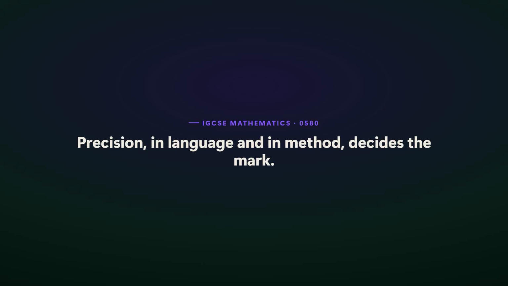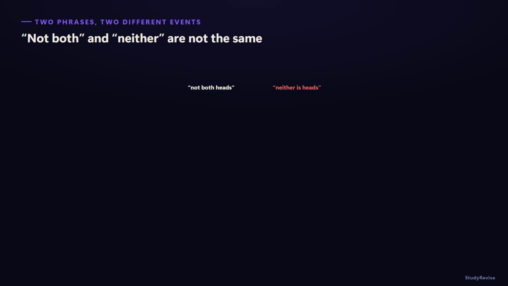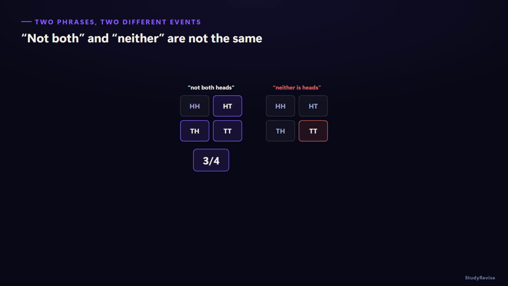Let's start with 2 phrases that sound almost interchangeable and describe 2 completely different events. Not both and neither. Take 2 coins, each tossed once. Not both heads excludes exactly one outcome, the case where both land heads, and includes everything else. Heads tails, tails heads, and tails tails. 3 outcomes out of 4, so the probability is 3/4.